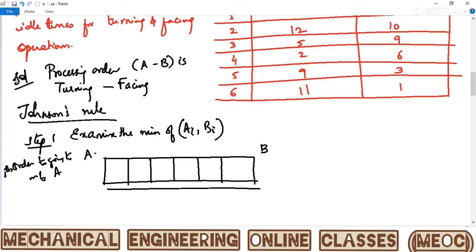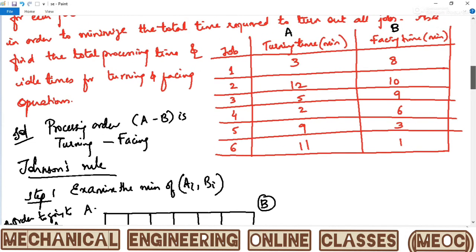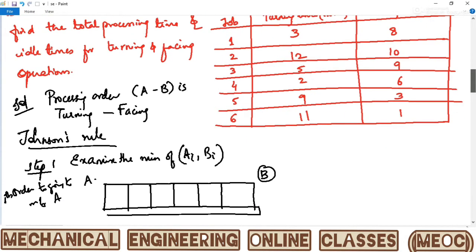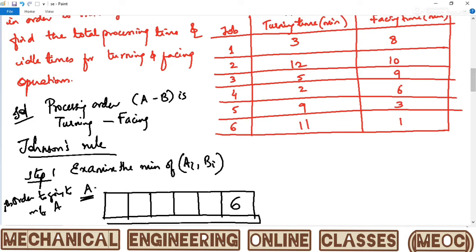After all this sequence is done on A, then the same sequence in the same order will go to machine B. Because the 6th job is having minimum on B, the 6th job will go last on A. So job number 6 comes here. It will go last to machine A and therefore to machine B also. And once the 6th job is placed, we now have to check the rest of the matrix.